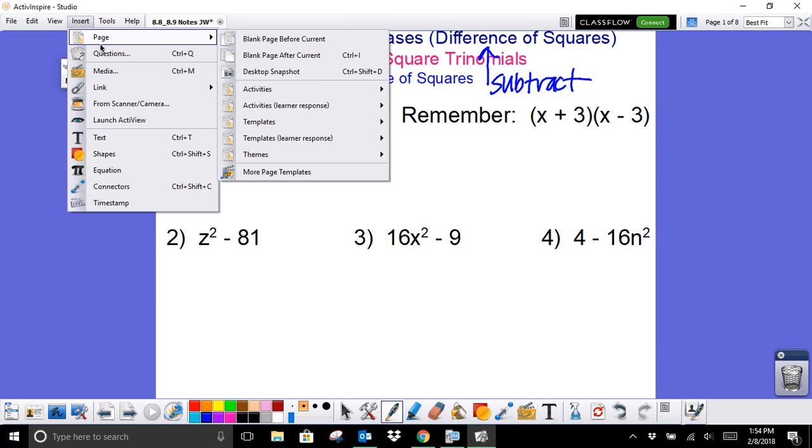I'm just going to add a page before here, so you might want to just find an empty spot to list some of your perfect squares. So a perfect square is made by doing a number times itself. So 1 times 1 is 1. That's the very first perfect square. 2 times 2 is 4. So 4 is a perfect square. 3 times 3 is 9. The next one, 4 times 4 is 16. And the next perfect square, 5 times 5 is 25.